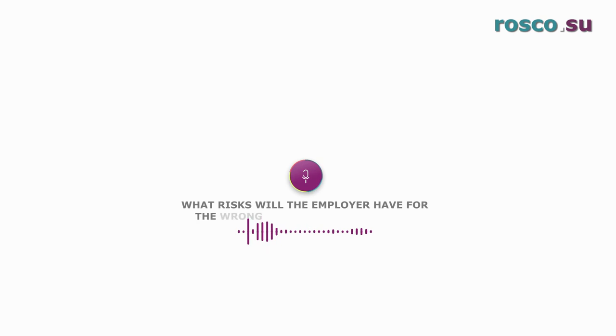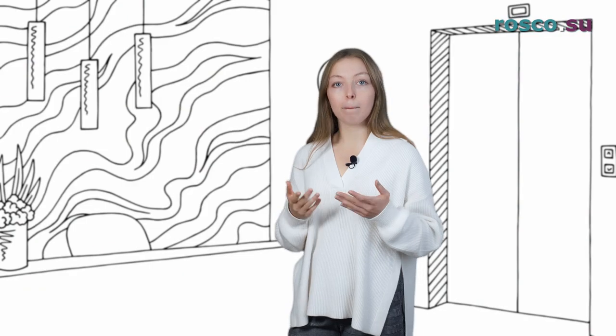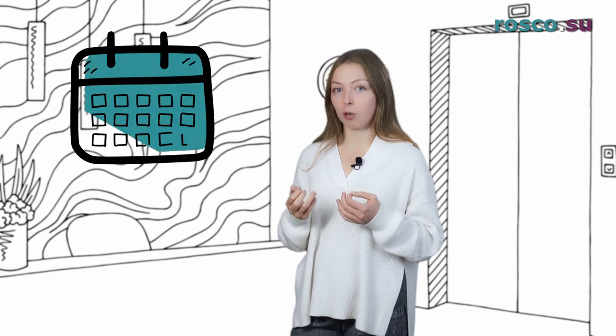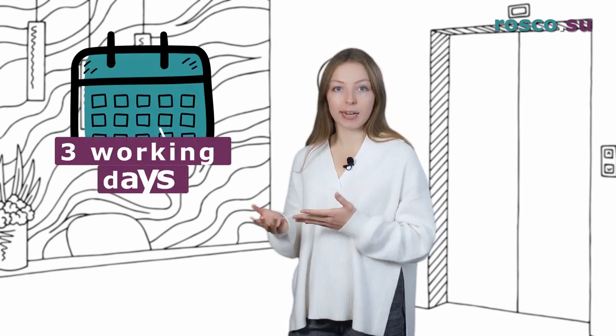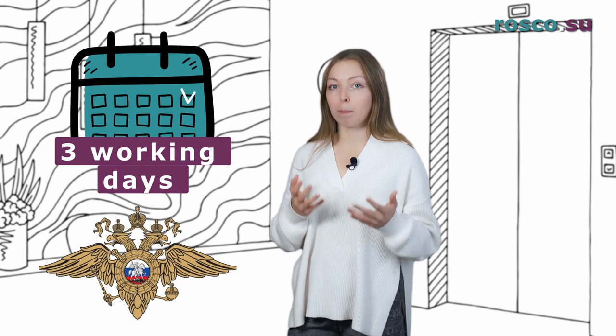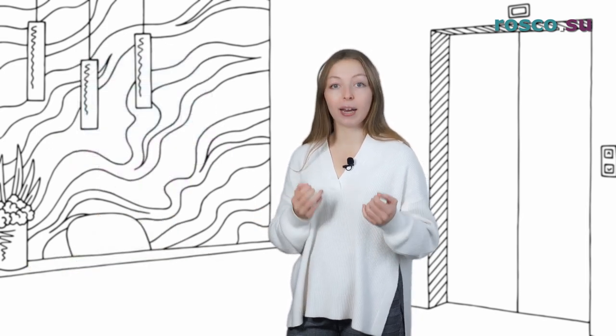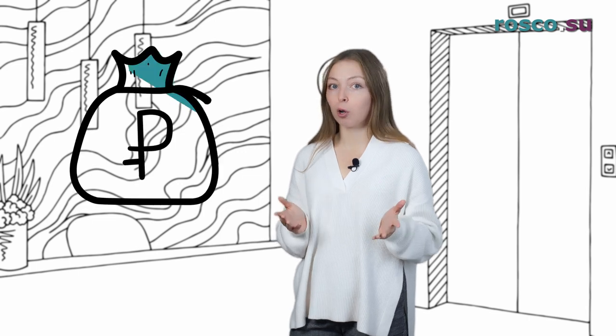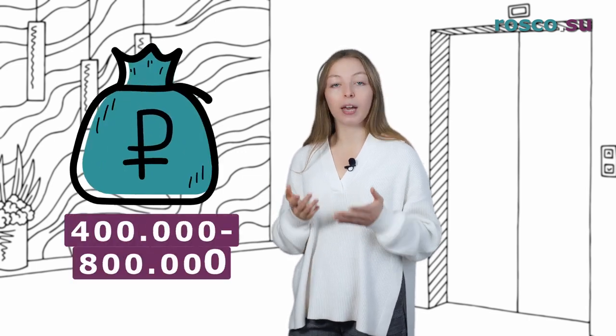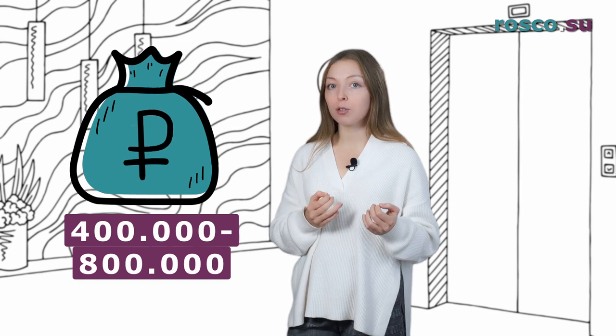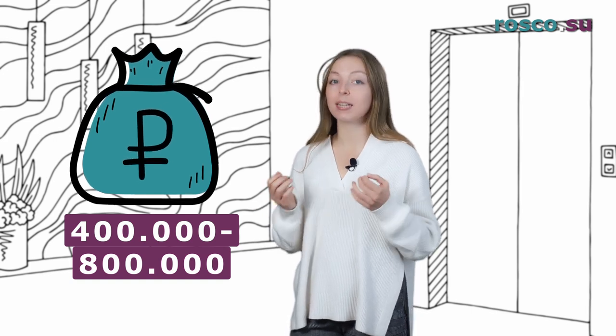What risks will the employer have for the wrong dismissal of a migrant? The employer must report the fact of dismissal of the migrant within 3 working days to the Territorial Office of the Ministry of Internal Affairs. Ignoring this obligation or violating the deadline will cost the employer dearly. For the company, a fine from 400,000 to 800,000 rubles is possible.